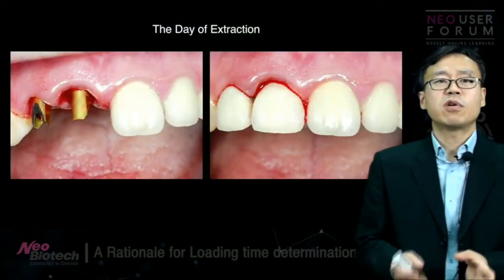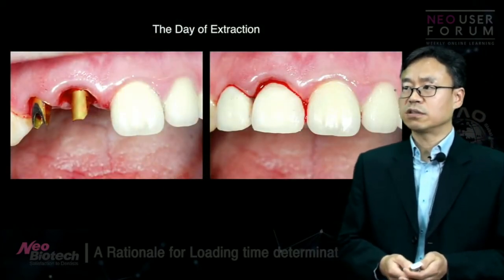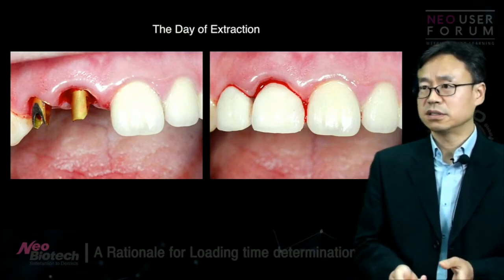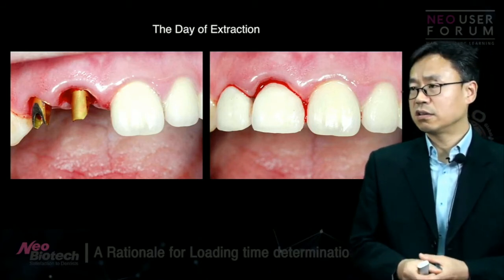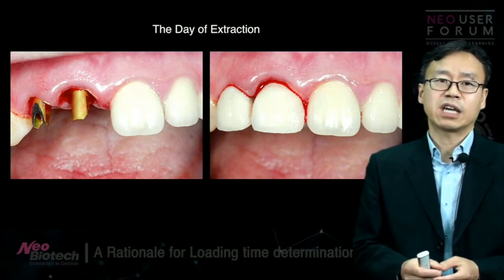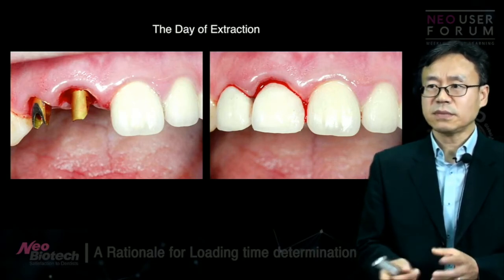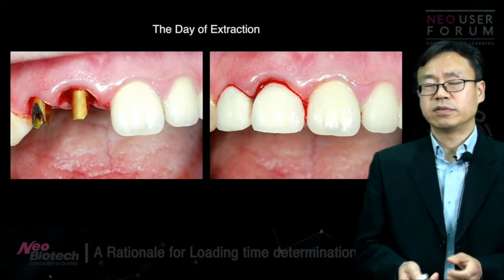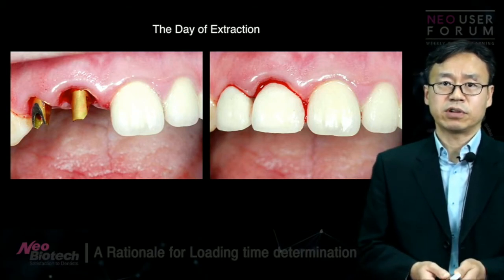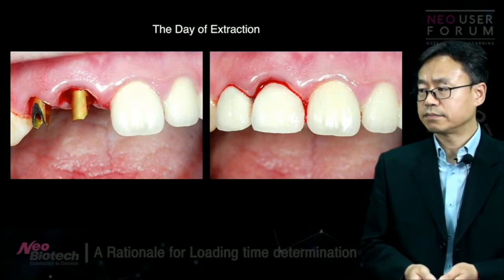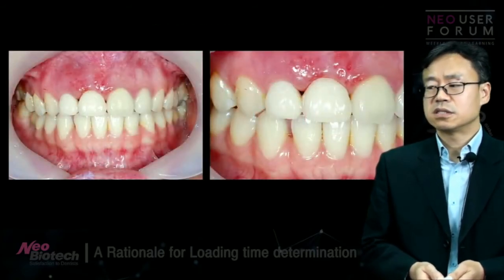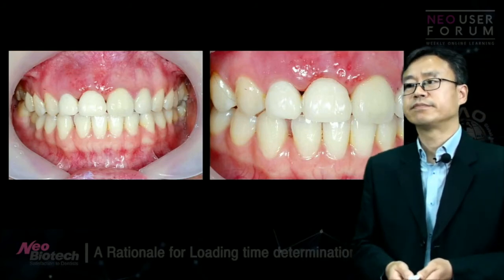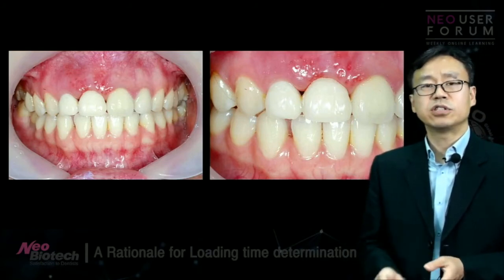So this is what I got on the day of extraction and also the day of implant placement, using one of the prefabricated abutments. I just trimmed it a little and then fabricated a provisional restoration on the same day. This is about 3 to 4 days after the placement. You can see the soft tissue is healing.